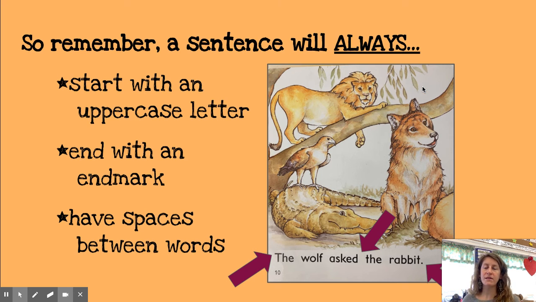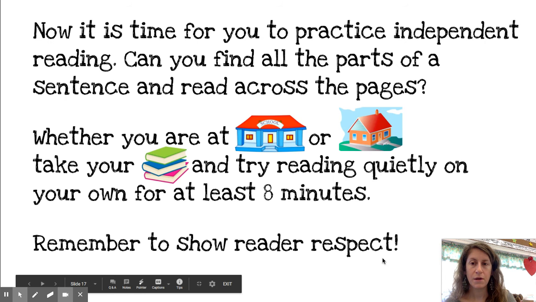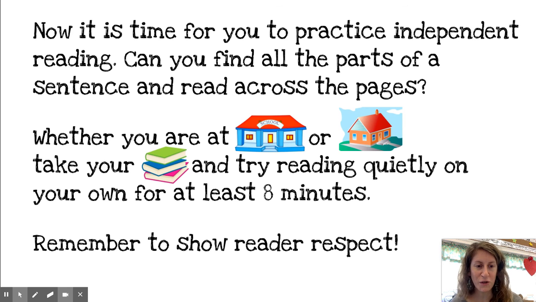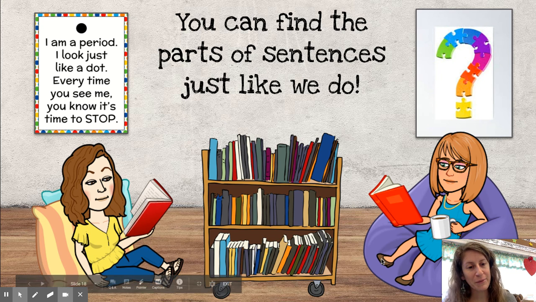So remember, a sentence will always start with an uppercase letter or capital, end with an end mark, and have spaces between the words. So now it's time for you to practice independent reading. Can you find all the parts of a sentence and read across the pages in your books? I bet you can. So whether you're at school or home, take your book box, try reading quietly on your own for at least 8 minutes today. Okay, 8 minutes. While you're doing that, remember to show reader respect. And you can find the parts of a sentence just like we do.